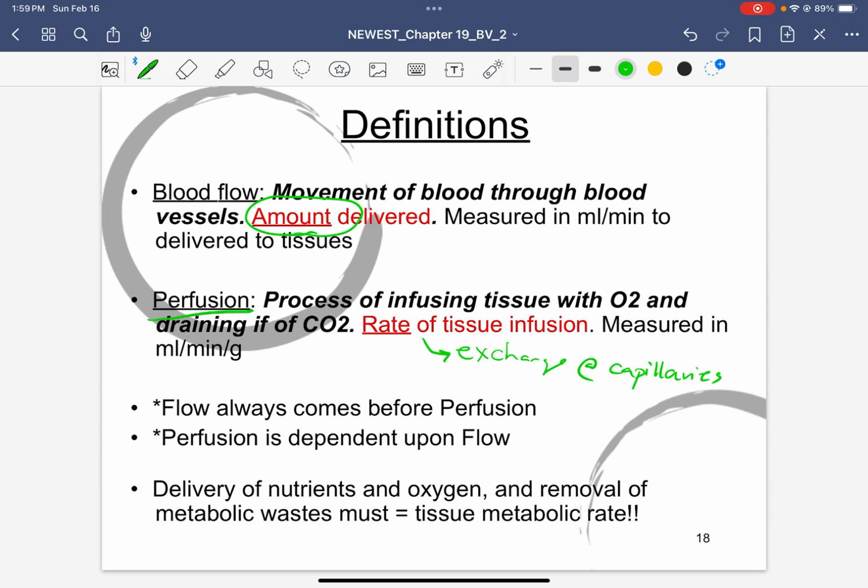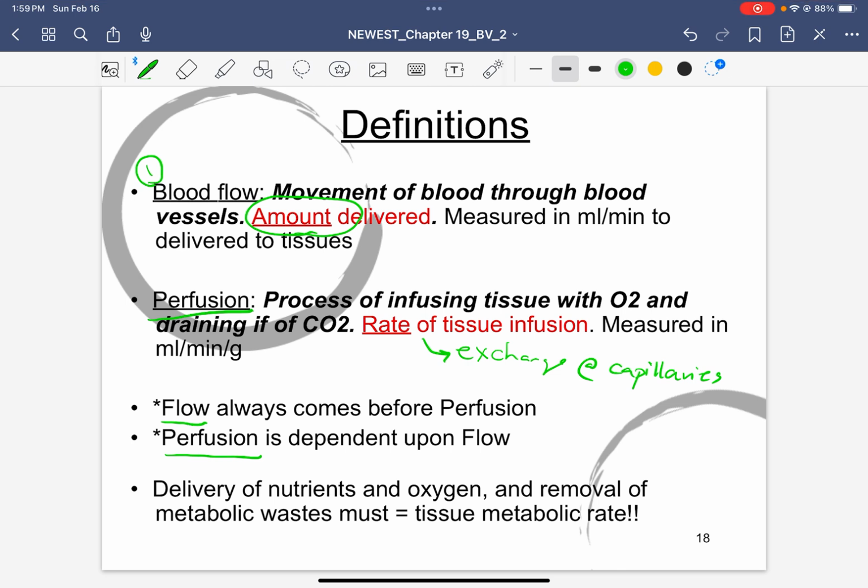Usually it goes hand in hand. Usually when there's more amount delivered to an area, there's more exchange of things at the capillaries. Not always, but we have to do this first. So we first have to get the blood to a tissue. So flow always comes first. And then we perfuse or exchange into the tissues what is needed.